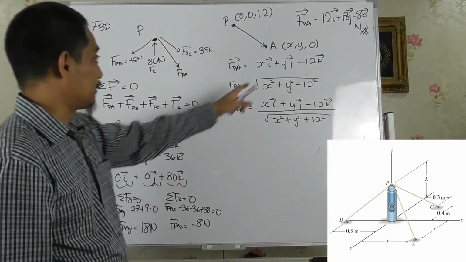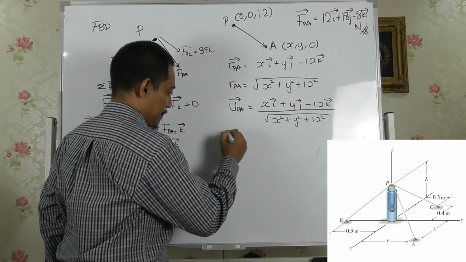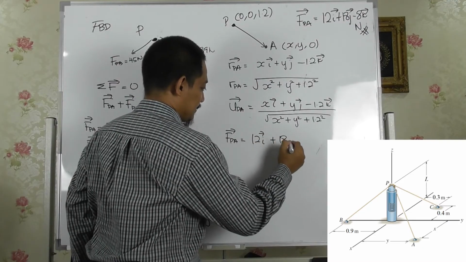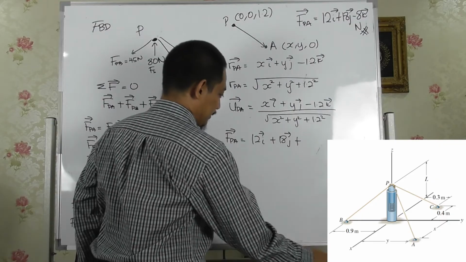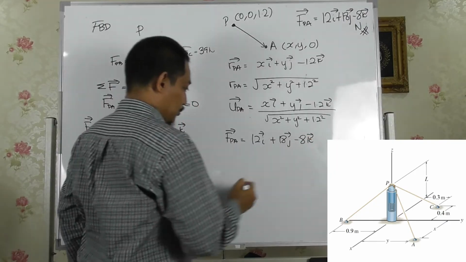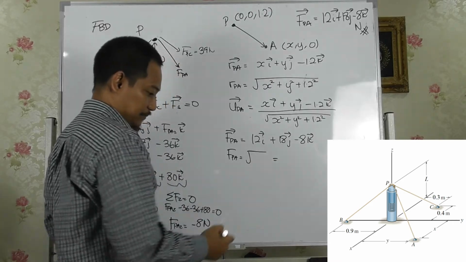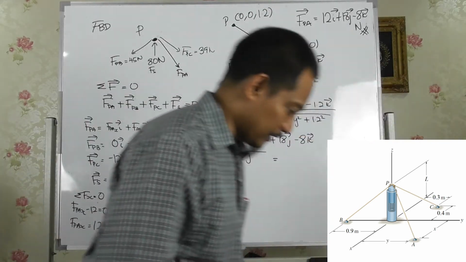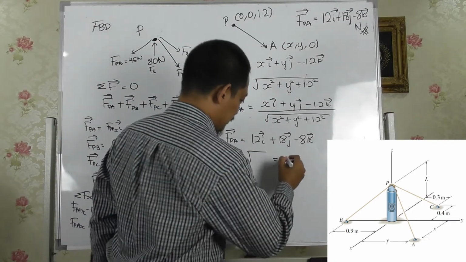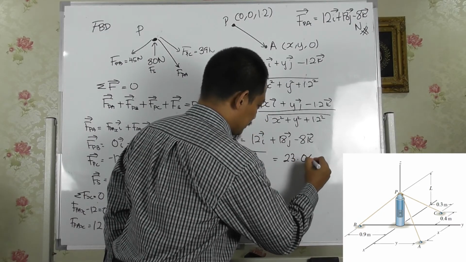What you have here is already this vector, right? So F_PA is 12i plus 18j minus 8k. So we can get the magnitude, right? When you do this, you get something. So let's see, you get 12, 18, minus 8. If you do this, you get 23.065 Newton.